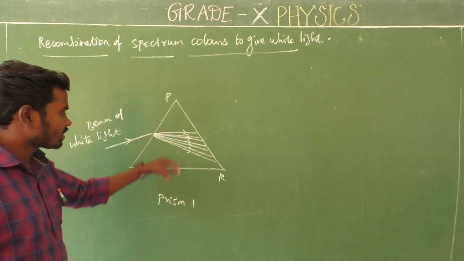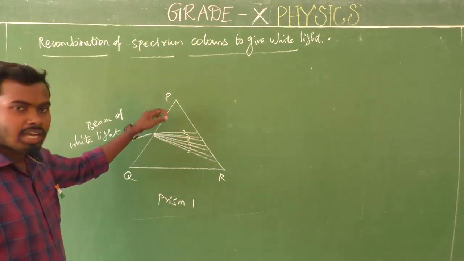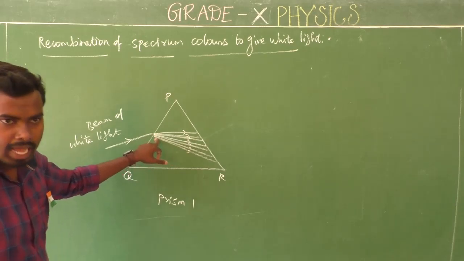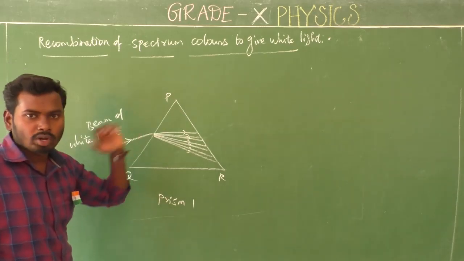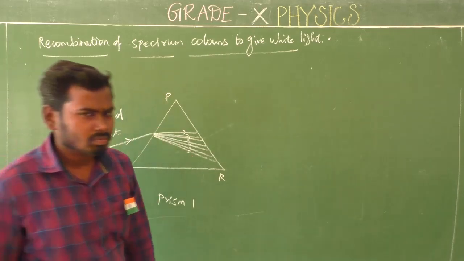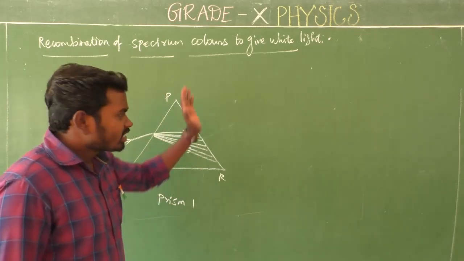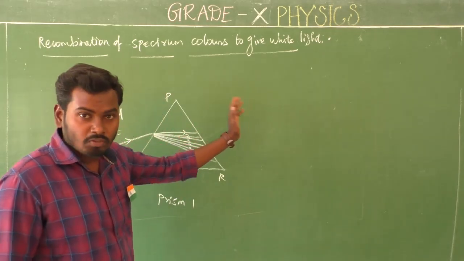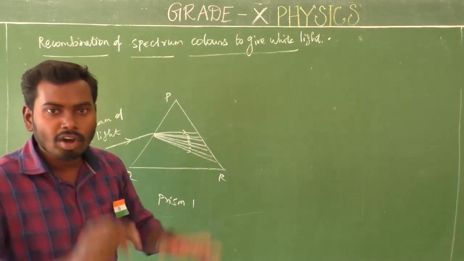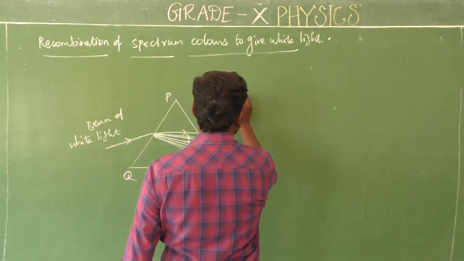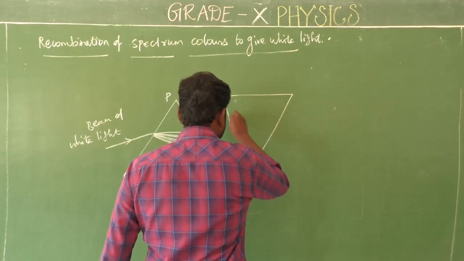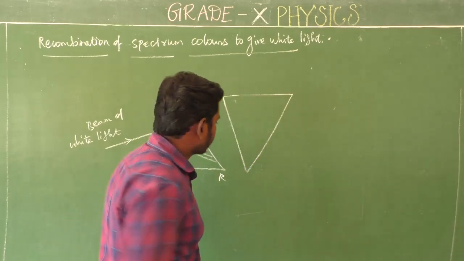First consider prism 1. The beam of white light falls on the surface PQ of the glass prism. When the white light falls on the surface of the glass prism, it splits into 7 constituent colors like this. Is it clear? Next, consider another prism which is placed after the first prism in inverted position, which means reversed position, like this.